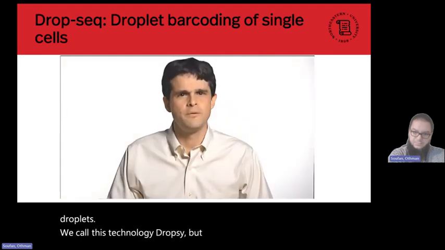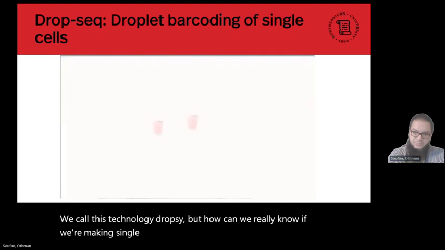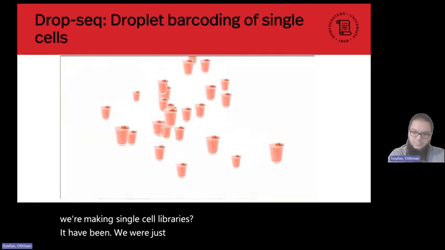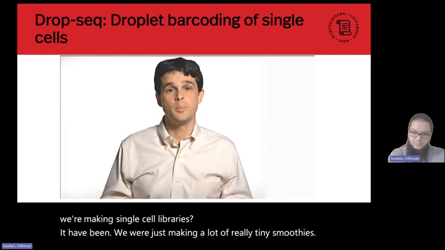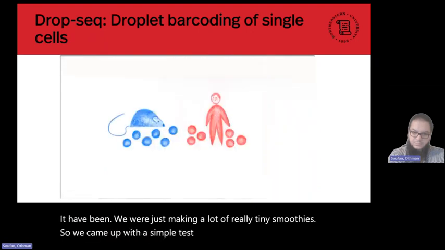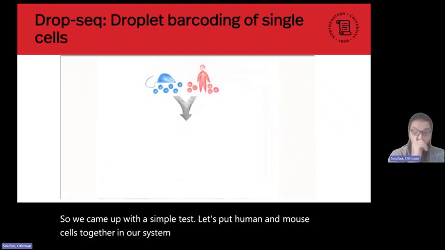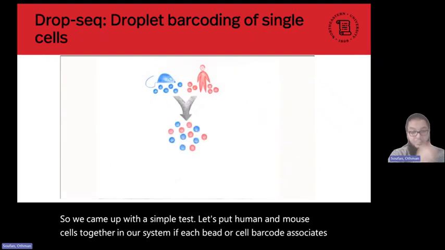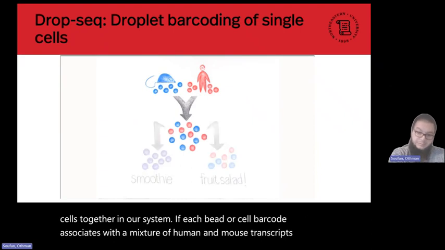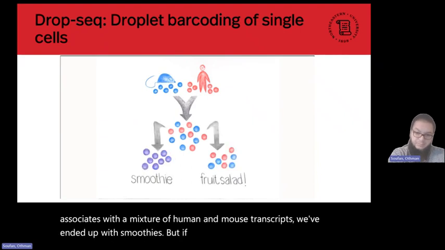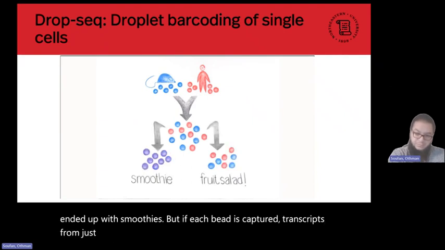But how can we really know if we're making single-cell libraries? It could have been we were just making a lot of really tiny smoothies. So we came up with a simple test. Let's put human and mouse cells together in our system. If each bead or cell barcode associates with a mixture of human and mouse transcripts, we've ended up with smoothies. But if each bead has captured transcripts from just one species, then we preserve the information about individual cells.